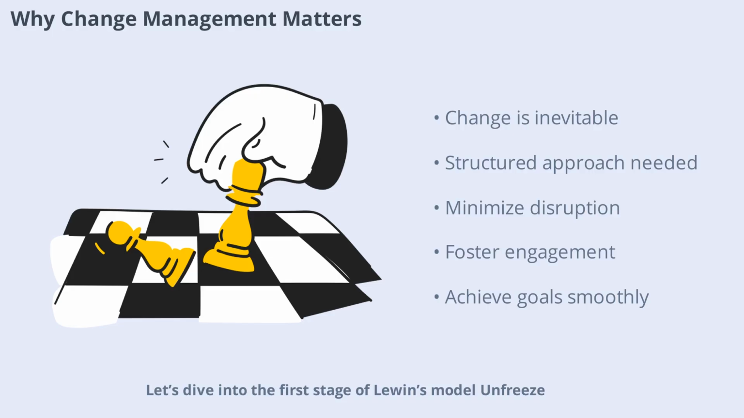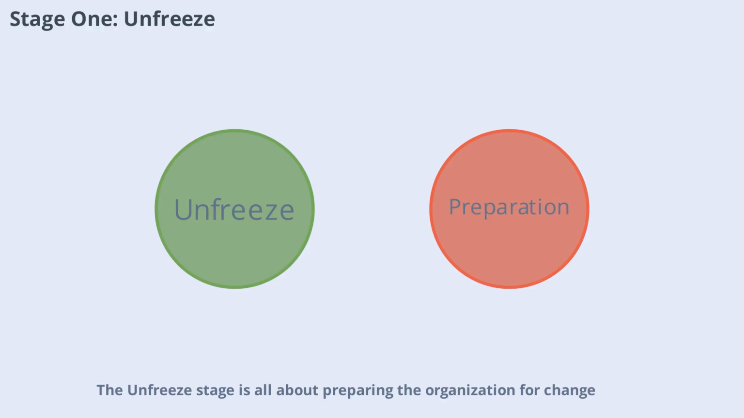Let's dive into the first stage of Lewin's model, Unfreeze. The Unfreeze stage is all about preparing the organization for change. This means challenging the status quo and creating awareness about why change is necessary. Leaders must communicate the reasons for change, address concerns, and motivate people to let go of old habits. This stage often involves gathering data, sharing insights, and building a sense of urgency. By unfreezing, organizations lay the groundwork for successful transformation. Next, we'll see how this preparation leads into the change phase.